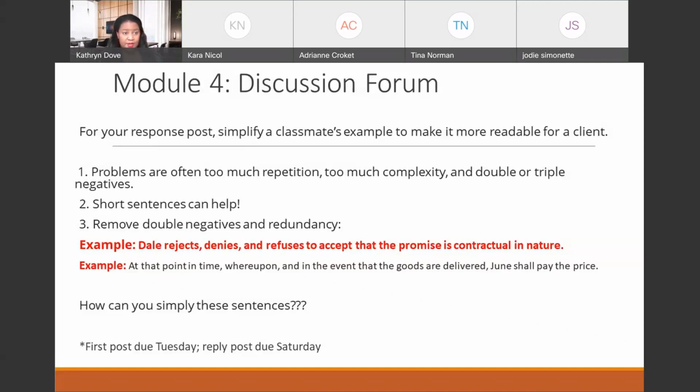Okay. And there may be a time when an attorney is making a closing argument in court and he says, Your Honor, my client rejects, denies, and refuses to accept that the promise is contractual. Oh, well, that might be a powerful verbal argument. But when you're reading it and when you're writing it, you get bogged down, and the movement is to simplify, right? BK, KFC, AMD, whatever, right?